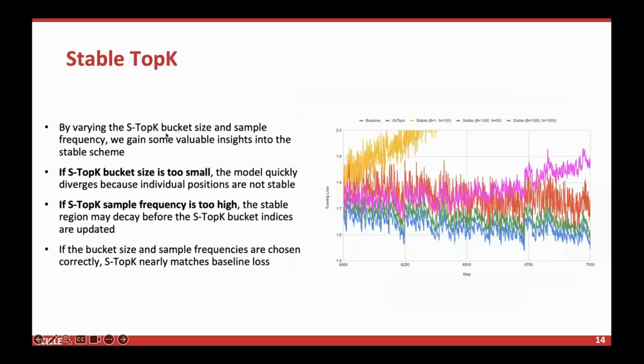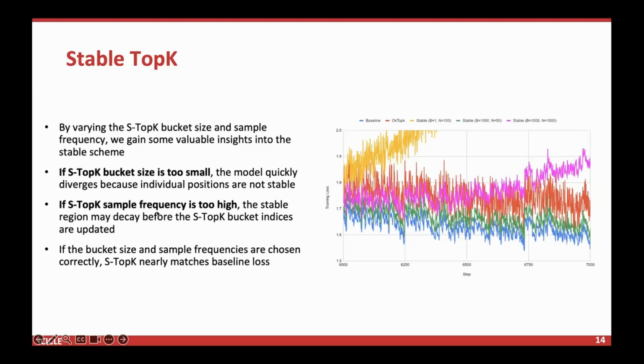So we're varying the Stable-TopK bucket size and sample frequency, and then we get some valuable insights. And this is with BERT, okay? Again, the horizontal axis is the number of steps, and the vertical axis is the training loss. The blue line is the baseline, and the red line is the OK-TopK measurements. So if the Stable-TopK bucket size is too small, for example, a bucket size of 1 and iteration frequency of 100 steps, you see this yellow line shoots out, right? So this goes too far away.